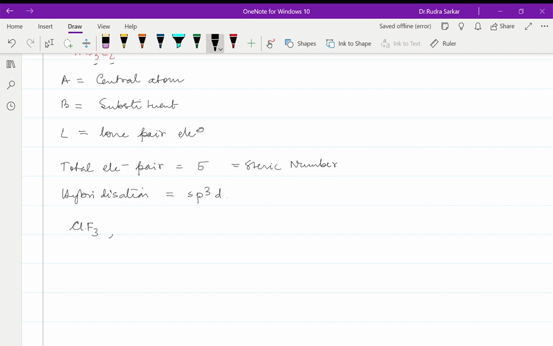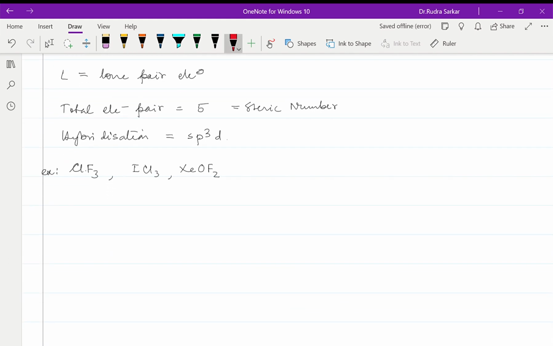Examples are ClF3, ICl3, or XeOF2. So these are our examples. Let's do the total electron count of ClF3, or let's say, what were we saying before, the total valence electron count.